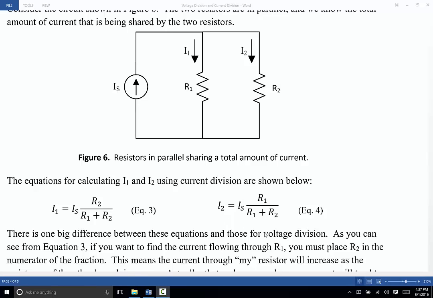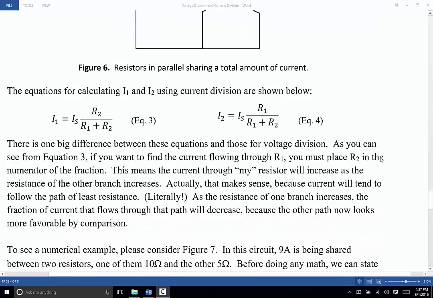One last thing to think about when you're talking about either voltage division or current division, if R1 equals R2, then the voltage is going to be split in half for voltage division, and the current is going to be split in half for current division. That really makes sense. If R1 and R2 are equivalent paths, then it makes good sense that the current is going to go 50% to the left and 50% to the right. That's just a special case.